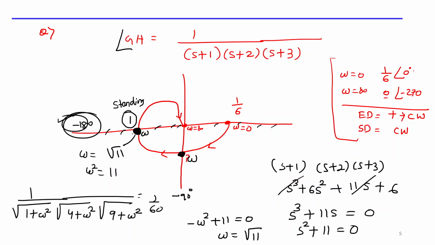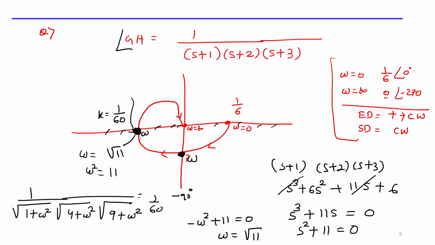So at this point, I'm erasing all these things, I'm just simplifying, I'll write it. At this point, omega equal to root 11 and the magnitude will be 1 by 60. This is the K value at this point. Clear how to find out, in any polar plot, at any point, the magnitude as well as the corresponding omega value?